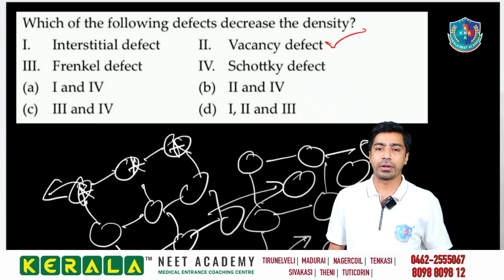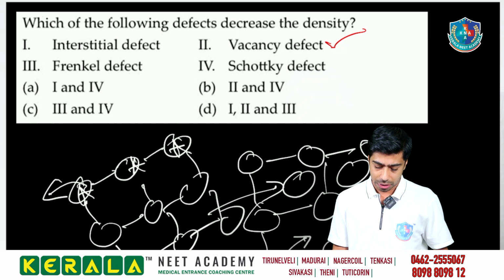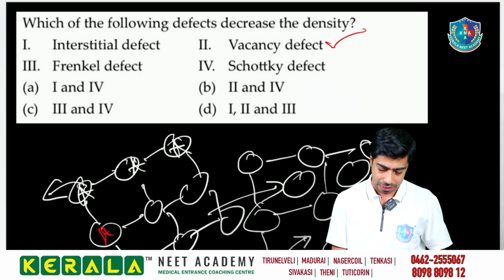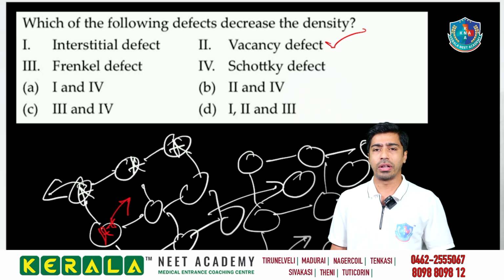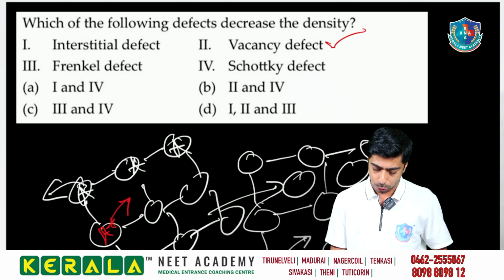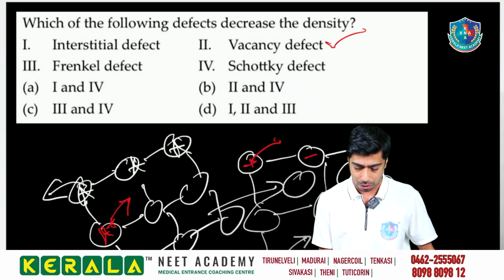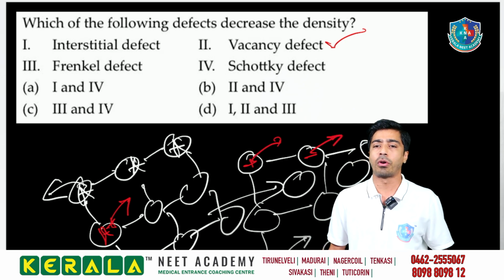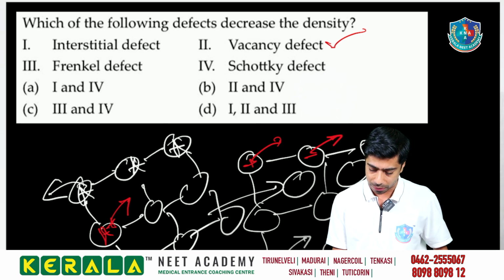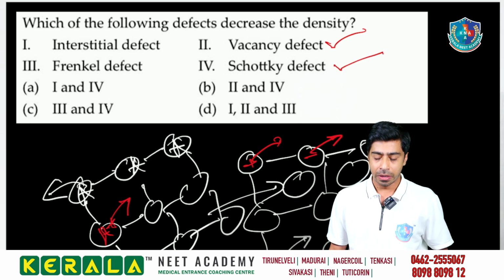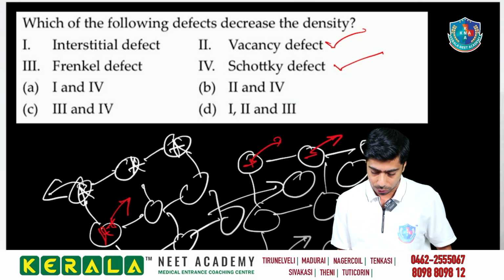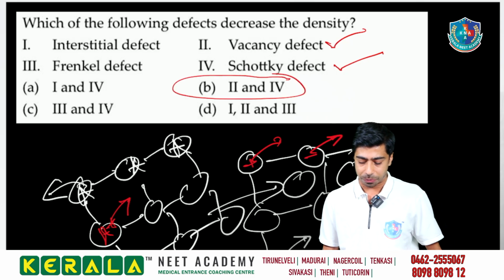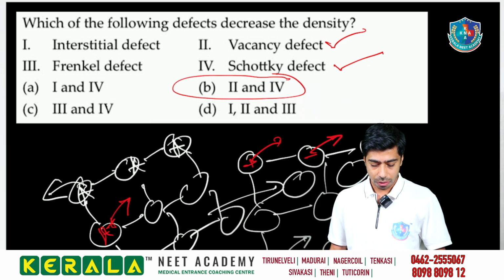Now in case of Frenkel defect, the particles are already present in the site, especially a cation will be moving to the interstitial site. So there is no difference in the mass. And in the case of Schottky defect, both the anions and cations, positively and negatively charged particles, an equal number of anions and cations will be missing from the normal lattice point. So Schottky defect will also lower the density. So out of these, 2 and 4 will be lowering the density. So the option will be B. Okay. Hope it is clear.